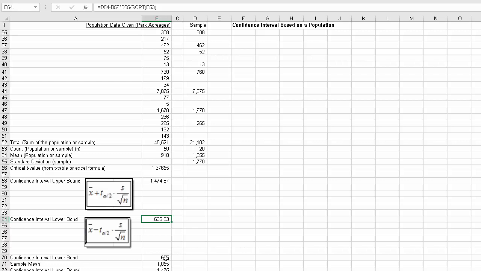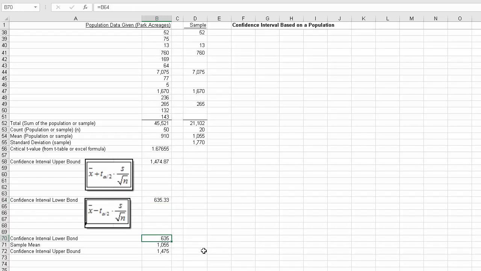All right, so then what we do is we just say, well, now I need to move it up so you can see the screen. What was the confidence lower bound? Well, that was 635. The sample mean we came up with is 1055, and the upper bound of the confidence interval was 1475. So what we've concluded is that the sample mean did indeed fall within our confidence interval range.